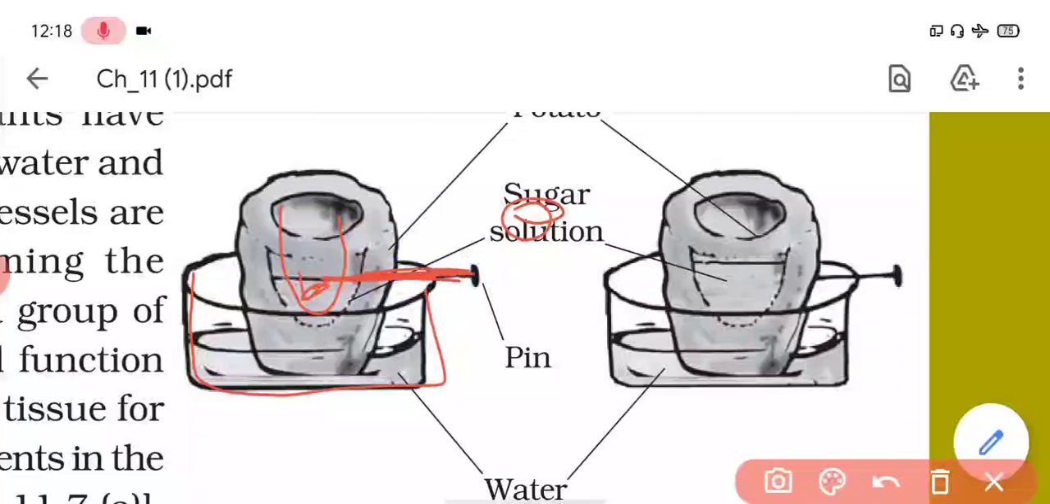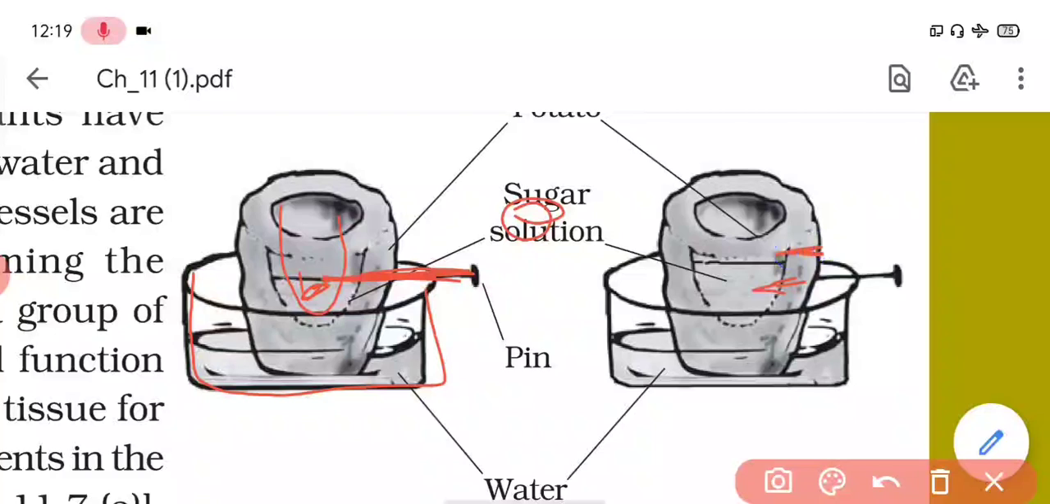After that, we leave it for a few hours, and after a few hours we observe the level of the sugar solution. It rises up from here to that level. So how does this happen? This happens due to osmosis.